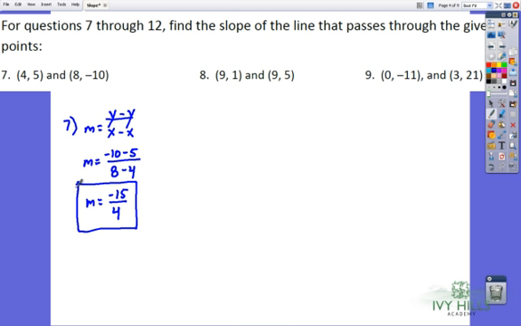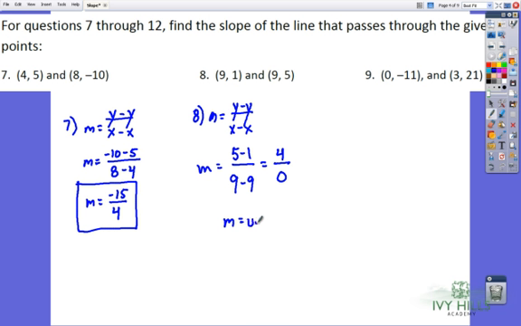For number 8, we want to again begin with our equation for slope, which is y minus y over x minus x. Y minus y in this case would be 5 minus 1 over 9 minus 9. So our slope would be 5 minus 1 over 9 minus 9, which is 4 divided by 0. Now remember, you can't divide by 0. In this particular case, our slope would simply be undefined.